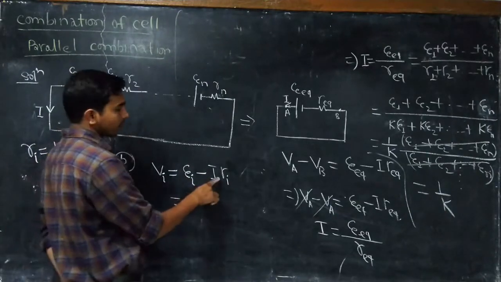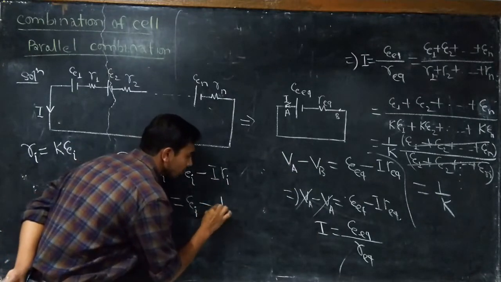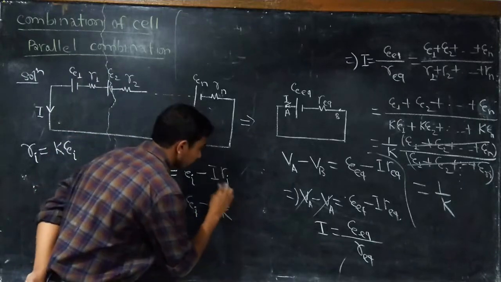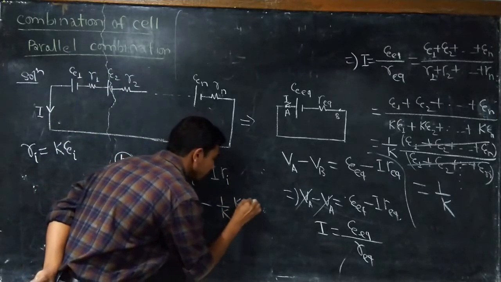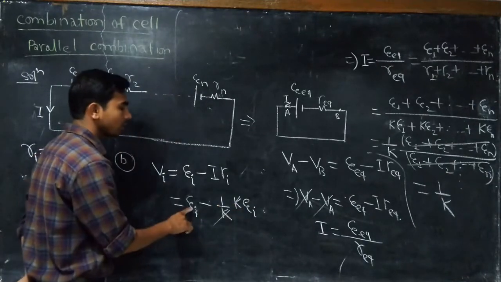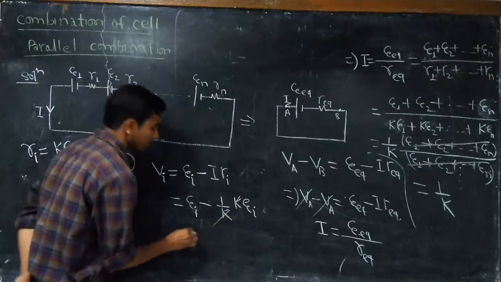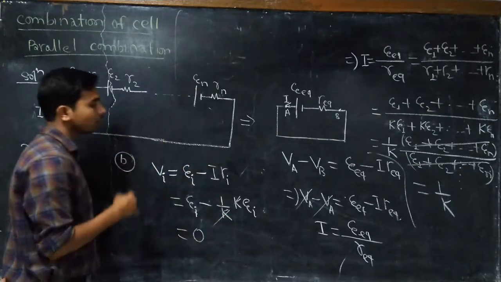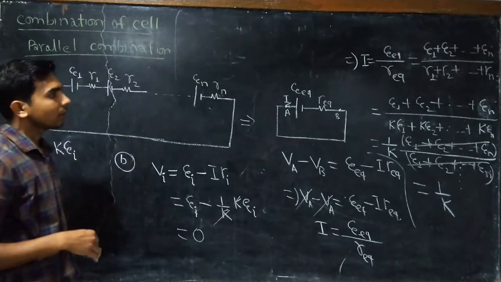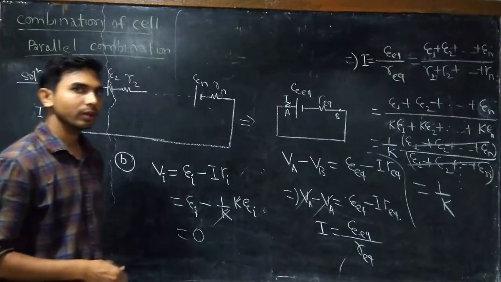And now your I is how much? I is 1 by K, and Ri can be written as K times Ei, right? This K cancels. So Vi is the EMF of the ith cell minus the EMF of the ith cell, which is equal to zero, meaning there will be no potential drop across the ith cell. So this way we are able to find the current as well as the potential across the ith cell.